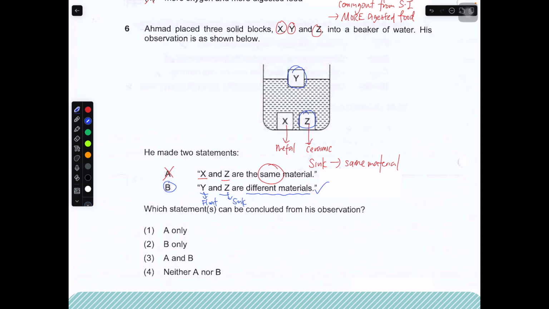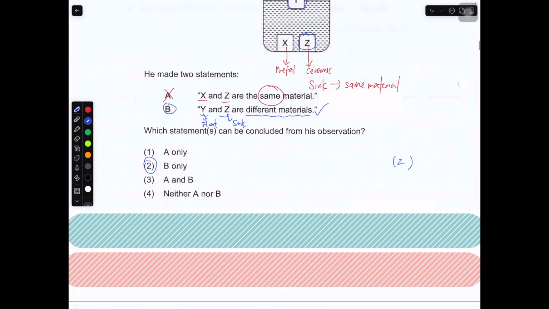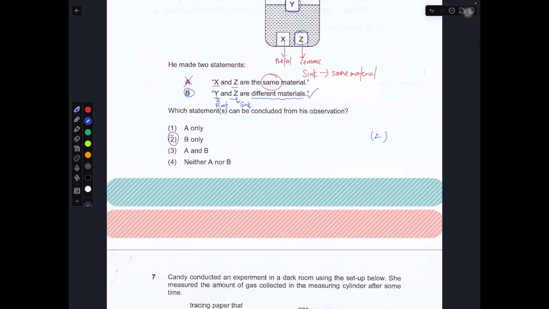This is something that we can conclude. So we can conclude only B. Okay, number 2. So this will be part of the explanation. So I'll just pause here for a while.